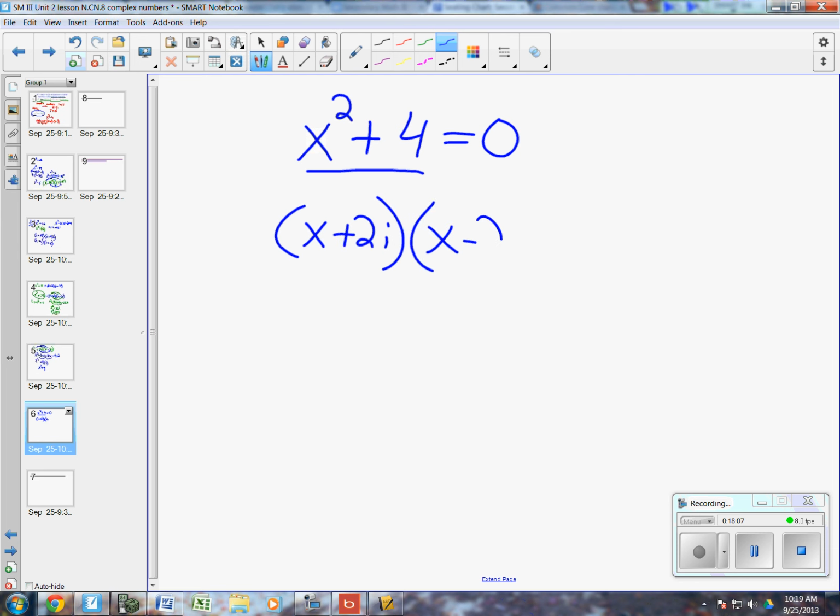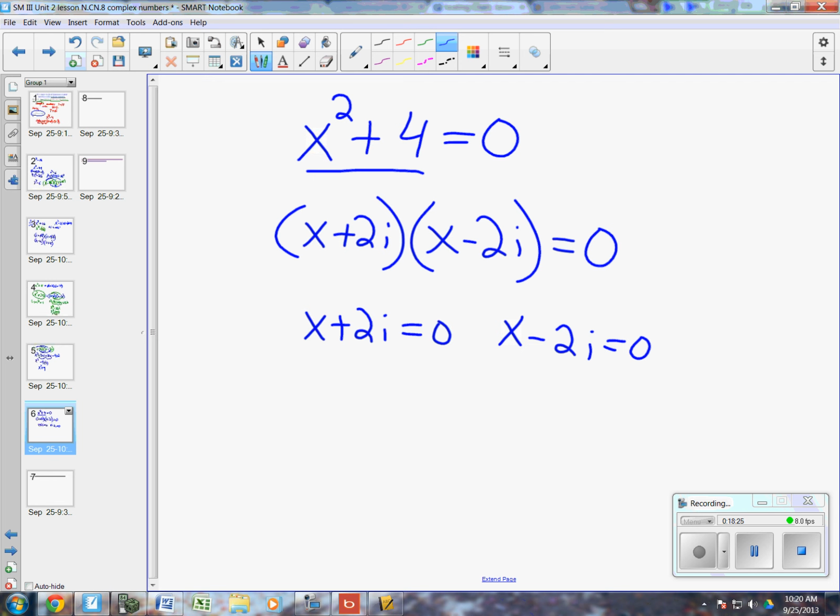And x minus 2i. We just learned that, right? Now, when I have a factor times a factor equal to 0, how do I find out the solution? Yep, take each factor and set it equal to 0, because we want to know what would make each factor 0. And then what do I do to this one? What would I do to both sides of this one? Minus 2i, and I'd get a negative 2i, and this one over here I would add 2i. And there's my two answers.